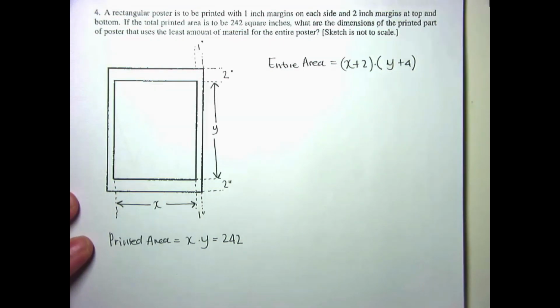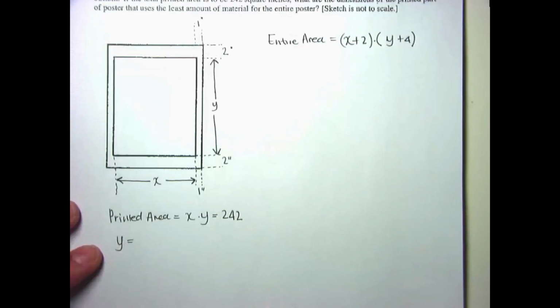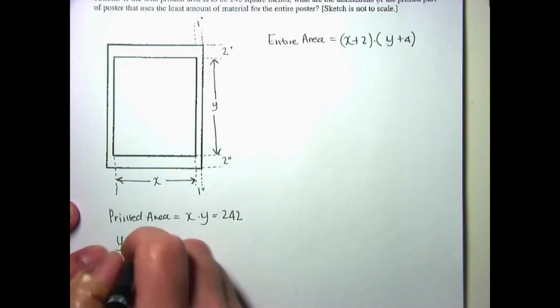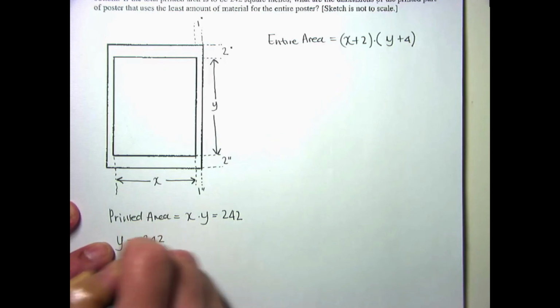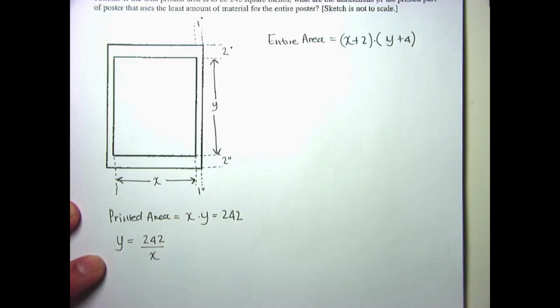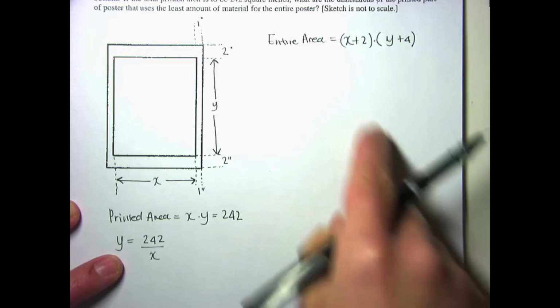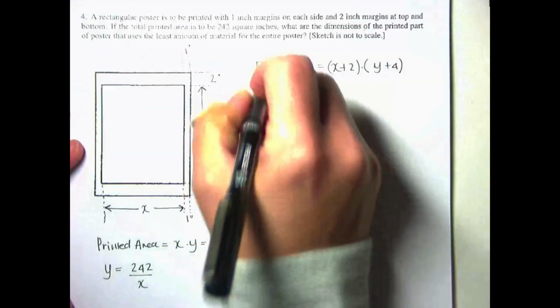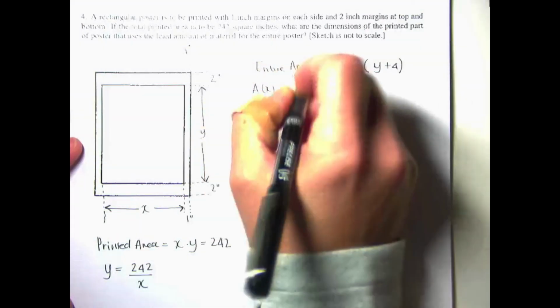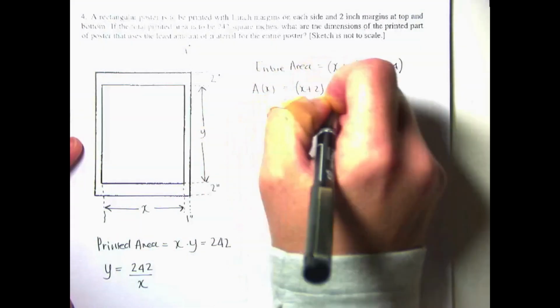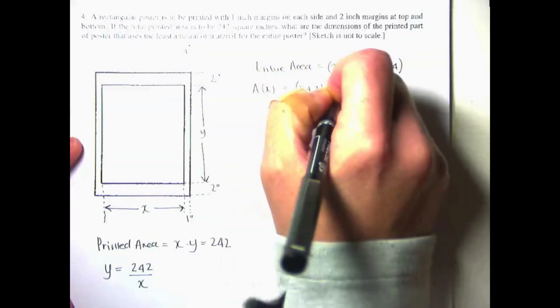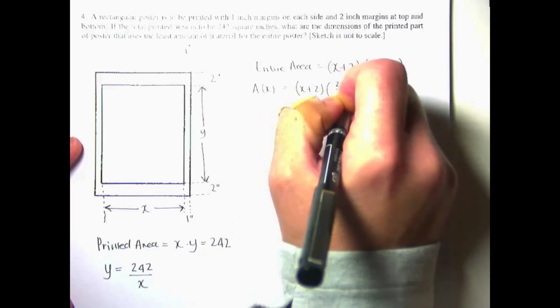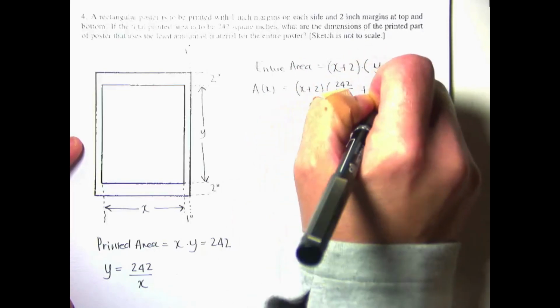We can solve for either one of these variables. It doesn't matter, you can really solve for either one. I will solve for y. y is equal to 242 divided by x. We can substitute that in here and get that this area, and I'm just going to call it area as a function of x, will be x plus 2 times 242 divided by x plus 4.